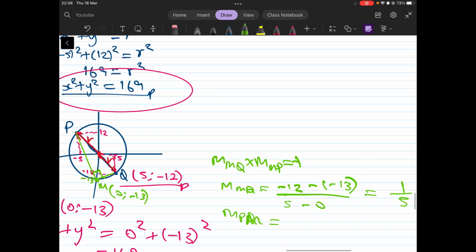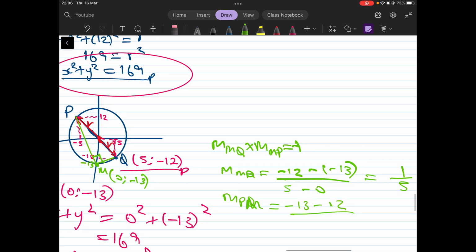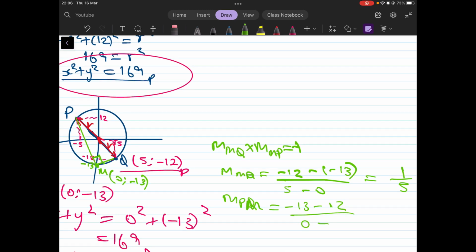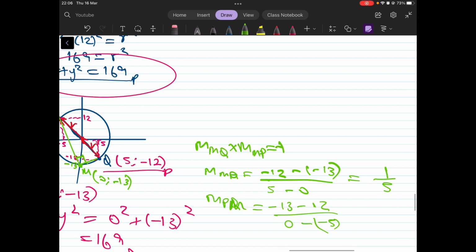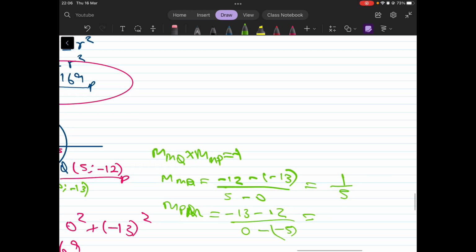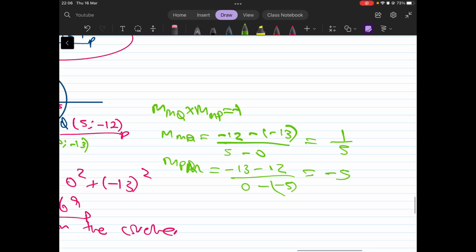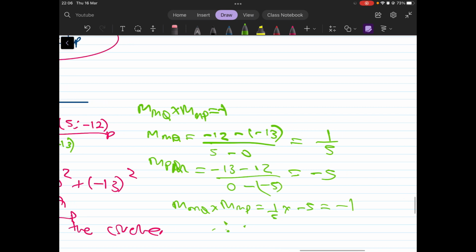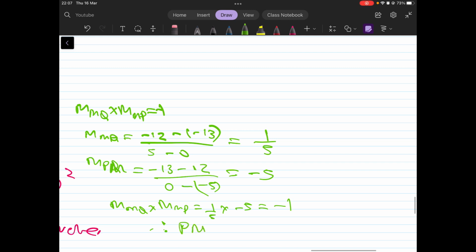Then get the gradient of PM. So what is that? That will basically be -13 minus the y value, which is 12 there, divided by 0 minus -5. What do you get? I think it's -5. And now you just need to multiply the gradients together. That is MQ times MP equals 1 over 5 times -5. That gives -1. Therefore that angle, PMQ, equals 90 degrees. Let's leave this here. We are done.